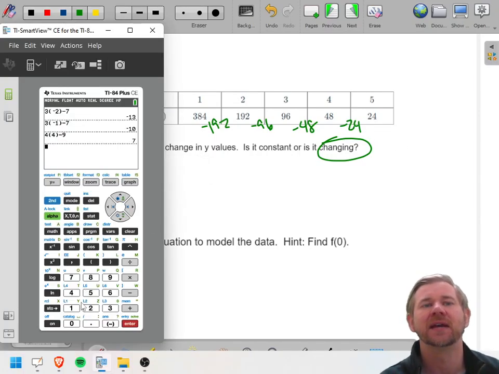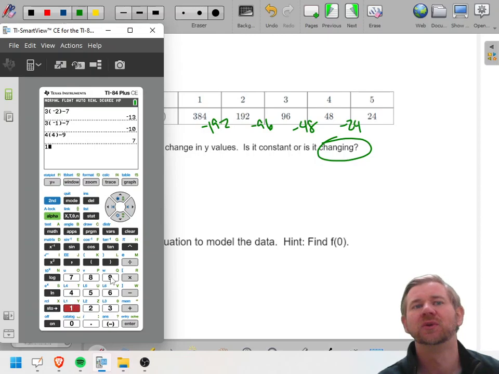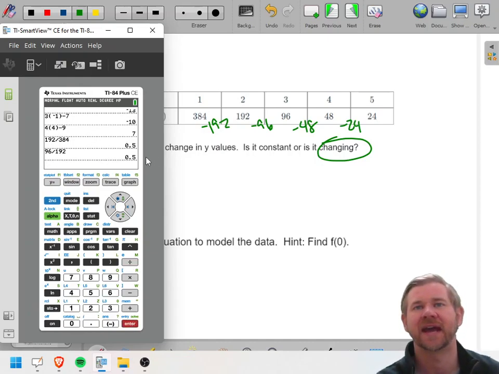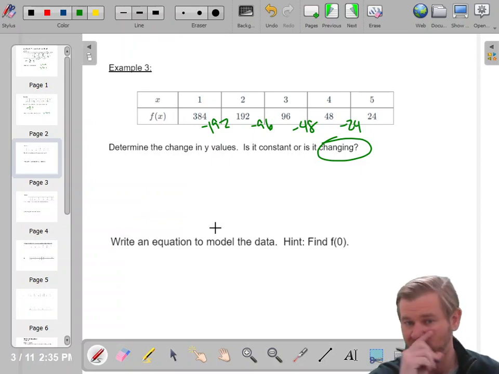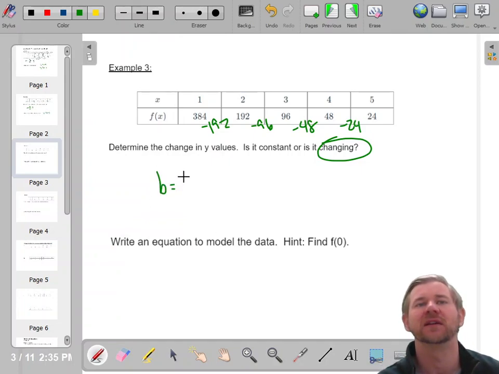And what we need to do is figure out what's the percentage each time. What we can do is say, what's 192 divided by 384? It's half. What's 96 divided by 192? It's half. What's 48 divided by 96? It's half. What's 24 divided by 48? It's half. See, each successive term is half of the next. So my growth factor is 1/2.